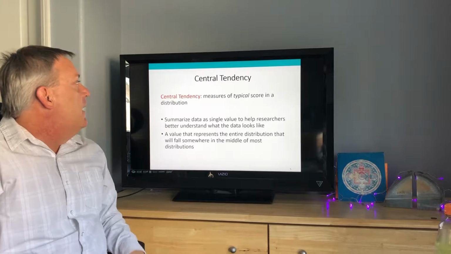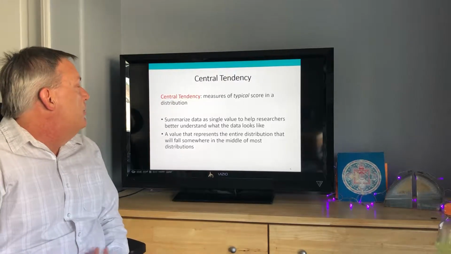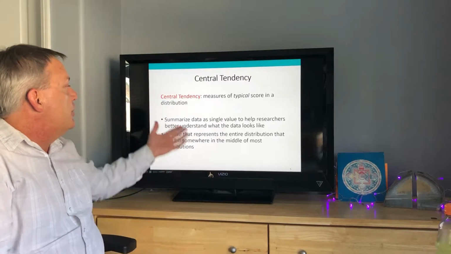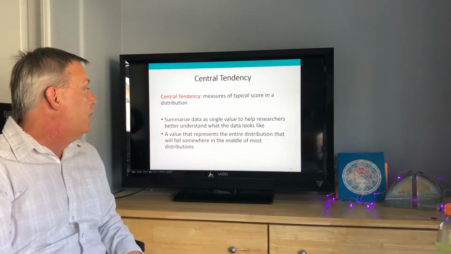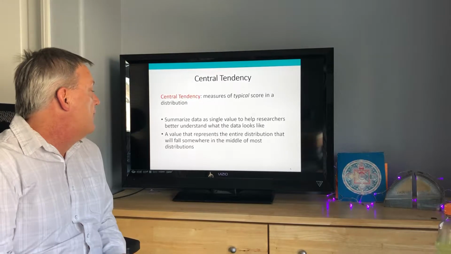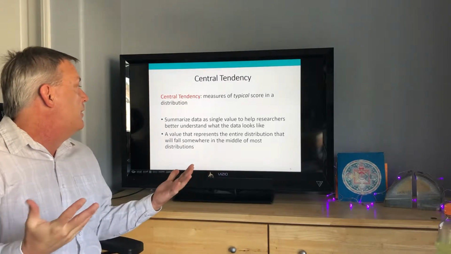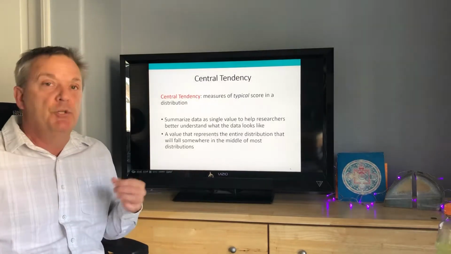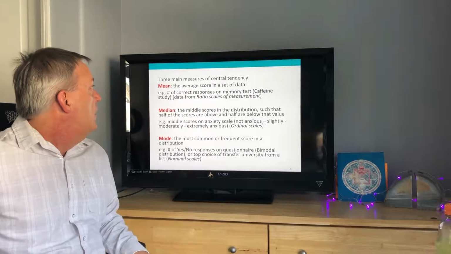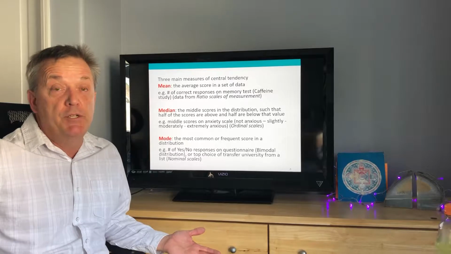Central tendency measures a typical score in a distribution, enables the researcher to summarize data as a single value, and helps us to better understand what the data looks like. It's a value that represents the entire distribution, and it will fall somewhere in the middle of most distributions. There are three main measures of central tendency.